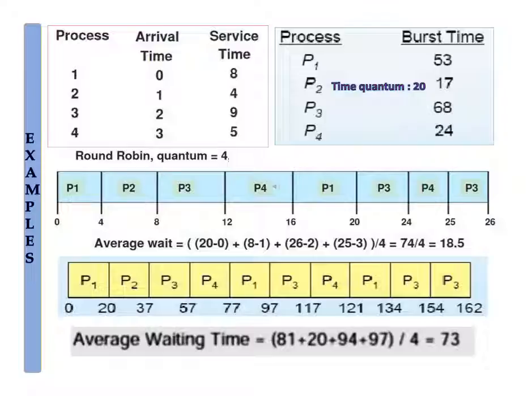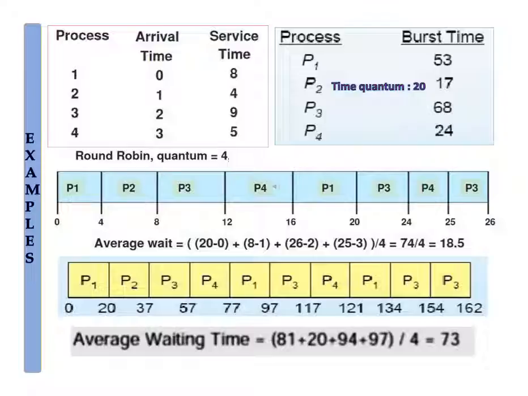Here four processes are given for execution, as well as the arrival times and the service times. The processes are P1, P2, P3 and P4, the time quantum given is 20, and the burst times are also given: 53 for P1, 17 for P2, 68 for P3 and 24 for P4.